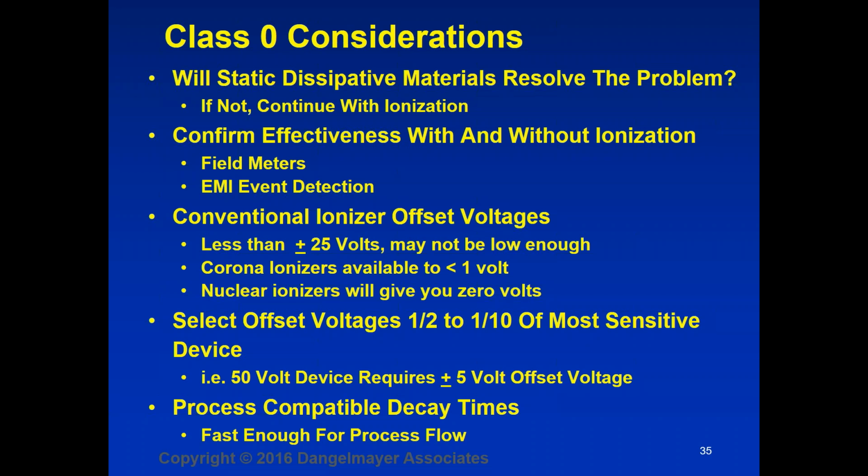We typically recommend that we select an offset voltage between 1/2 to 1/10 of the most sensitive device. So if you had a 50 volt sensitive device, you'd probably want to choose an ionizer that had basically a plus or minus 5 volt offset voltage. Then you'd know that there was no possibility of that ionizer creating any problems on the isolated conductors of your sensitive device. And most importantly, again, we need to have process-compatible decay times. We need to have a decay time from the ionizer we choose that's fast enough for the process flow. Many electronic applications occur very slowly on a workbench when human beings are involved, but there are other processes that occur inside production equipment, and those processes may occur at a very rapid rate. We need to choose ionizers that are compatible with that process flow.